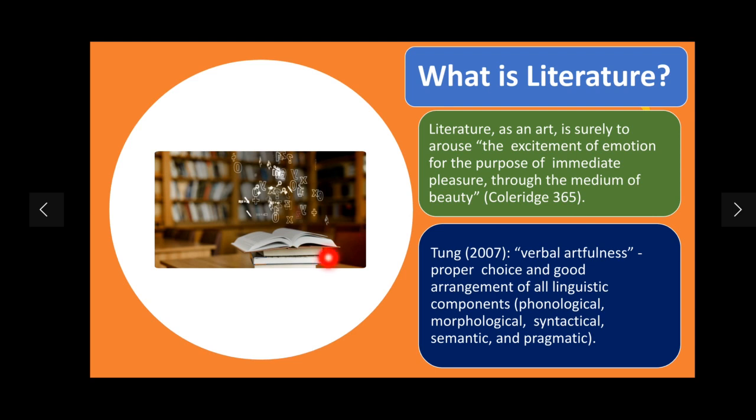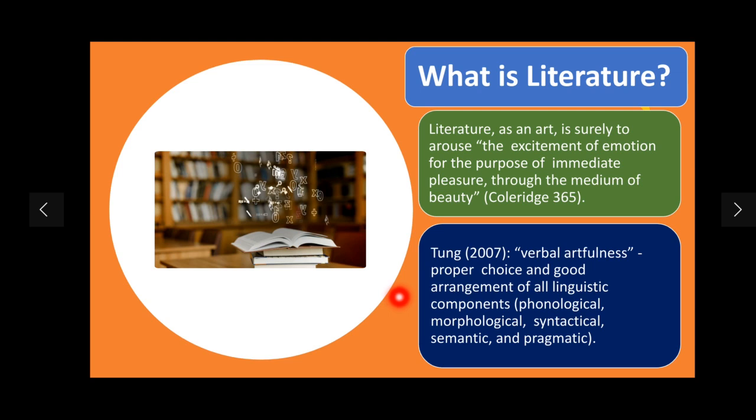Another definition of literature is by Tung, 2007. He says literature is a verbal artfulness. So literature is related to art. And then he says proper choice. The word choice in a piece of text, a poem or a novel, should be the proper one. And then a good arrangement of all linguistic components. So we have different linguistic components, for example, phonological, morphological, syntactic, semantics, and pragmatics. So he says that all these linguistic components should also be properly arranged.